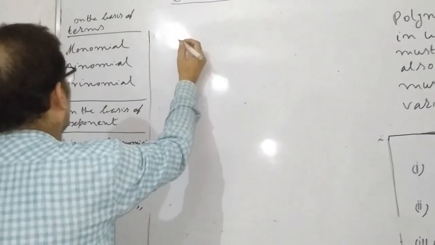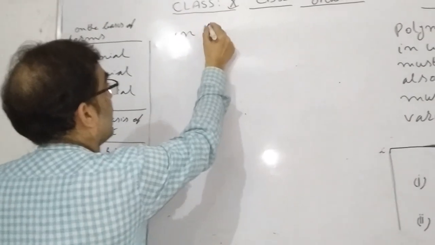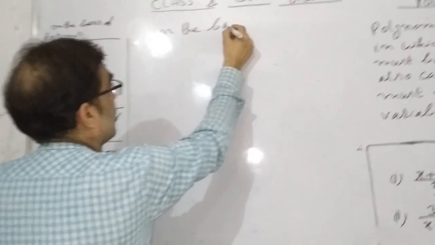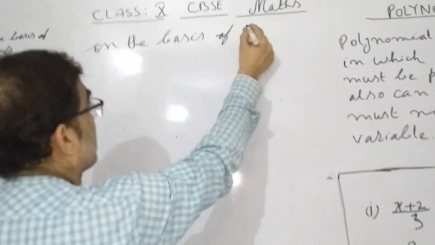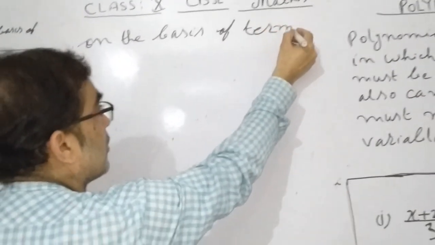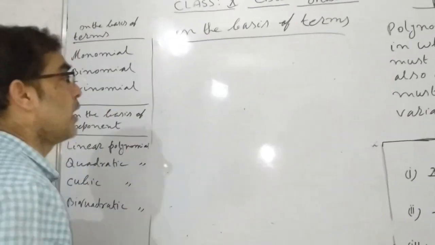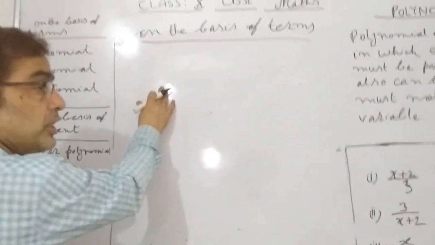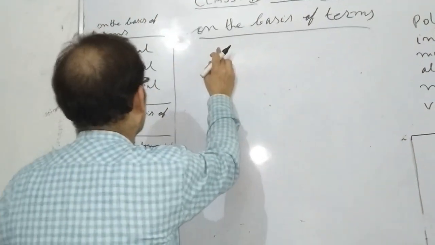Do you understand the types of polynomials? On the basis of terms, there are three types of polynomials.